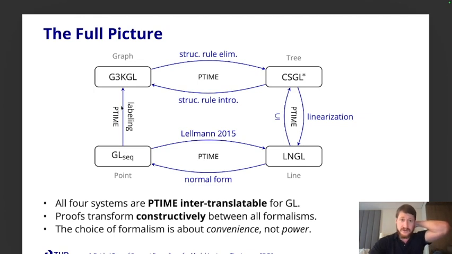And I haven't shown this transformation, but it's very easy to show how to embed Gentzen proofs into labeled sequent proofs. And a description of this occurs in my 2025 CSL paper. Okay, so what we find is that all these systems simulate each other in polynomial time. So that means that using one formalism versus another is not really about power, but it's about convenience.